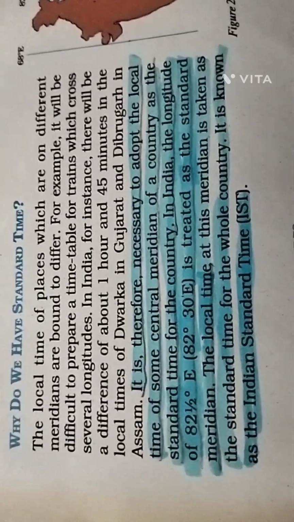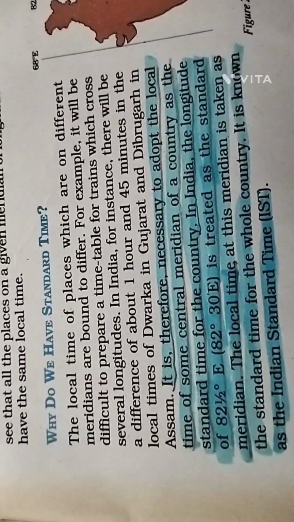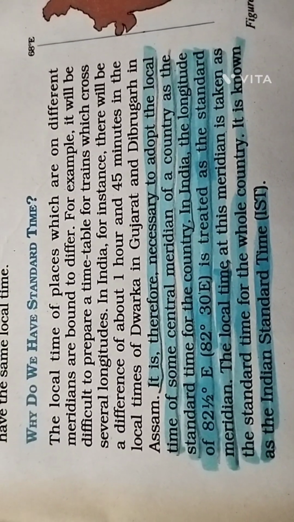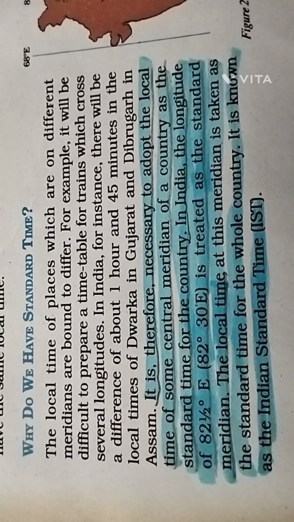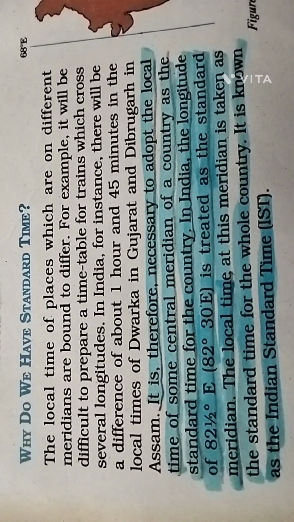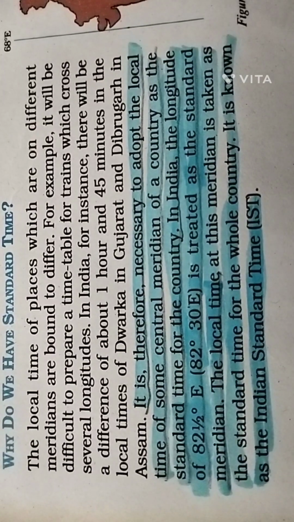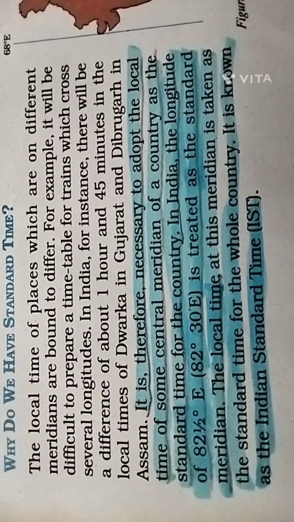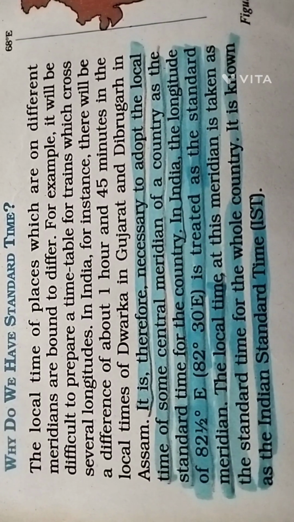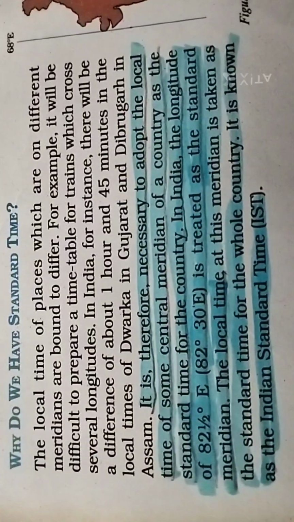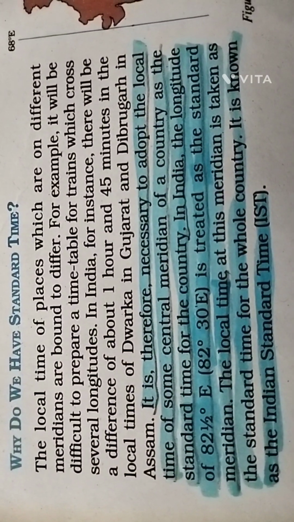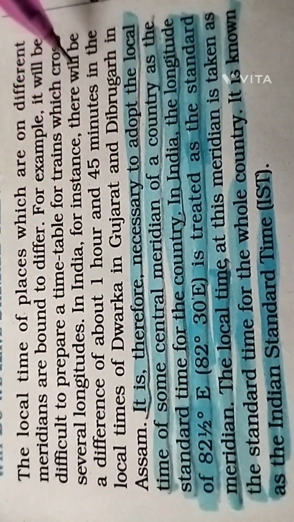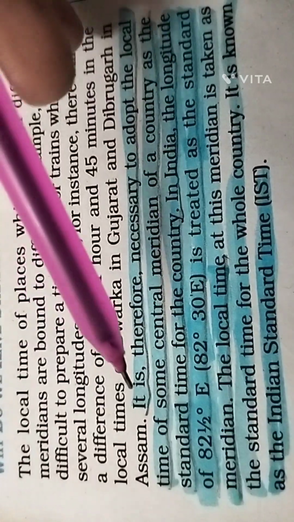Why do we have a standard time? The local times of places which are on different meridians are bound to differ. For example, it will be difficult to prepare a timetable for trains which cross several longitudes. In India, for instance, there will be a difference of about 1 hour and 45 minutes between the local times of Dwarka in Gujarat and Dibrugarh in Assam.